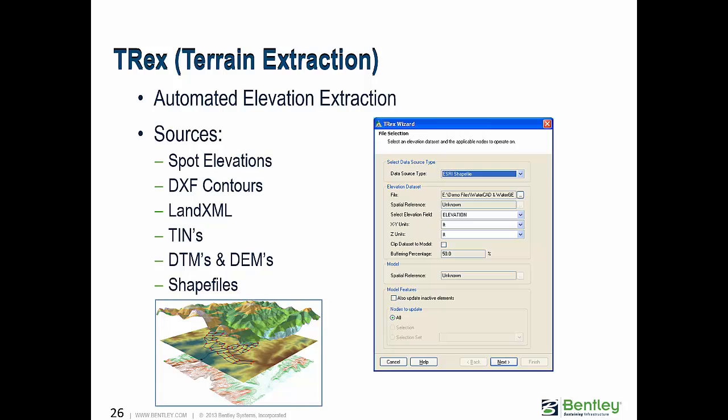There is a tool called the terrain extraction tool. It is called T-Rex. It's used to automatically assign elevation to the model. So if you have data from either a shape file or a contour DXF file or DTM or DEM, you can extract that information and load the elevation to your hydraulic model automatically using T-Rex.